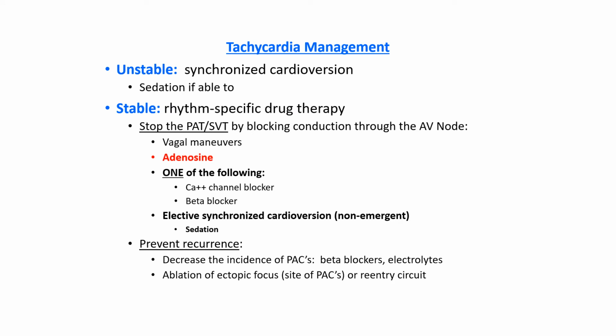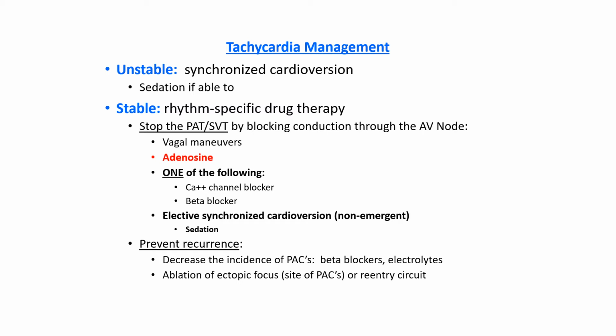With tachycardia management, you determine whether the patient is stable or unstable. And here is the tachycardia algorithm. If the patient is unstable, so you define that the patient is hypotensive, having chest pain, short of breath, has congestion, is pale, diaphoretic, or has a change in mentation, that patient needs immediate synchronized cardioversion. If at all possible, you should sedate your patient because synchronized cardioversion is very painful, more painful than pacing.